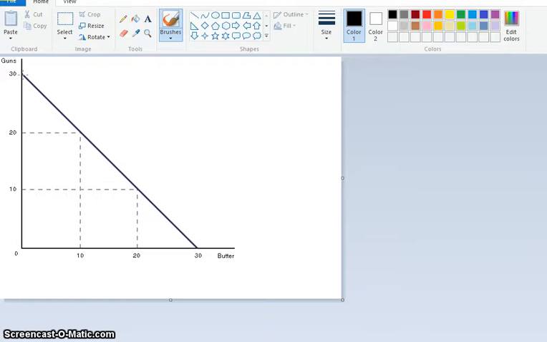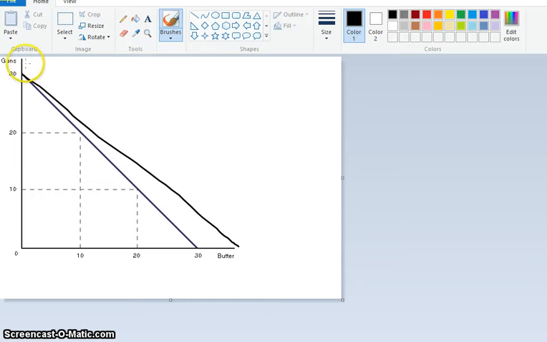So imagine for a second if we had a technological innovation like a new tractor or something. The tractor might help us make more butter, more farm products, right? But it's not going to help us make more guns. So your production possibilities curve might go like so. You're making more butter, but not any more guns.